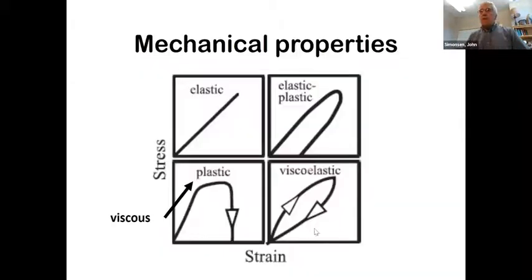So you can see the difference between viscous material and an elastic material. Hopefully you saw that, and hopefully it made sense to you. So, okay, back to the PowerPoint. So we have these different kinds of mechanical properties that can take place.